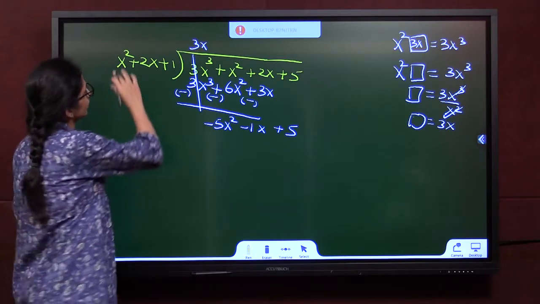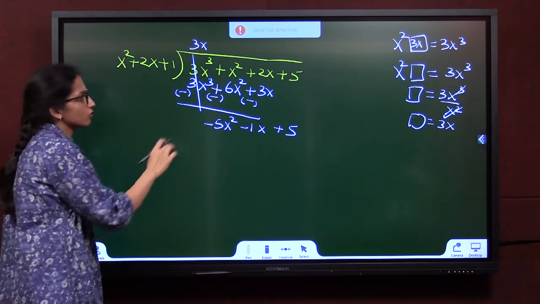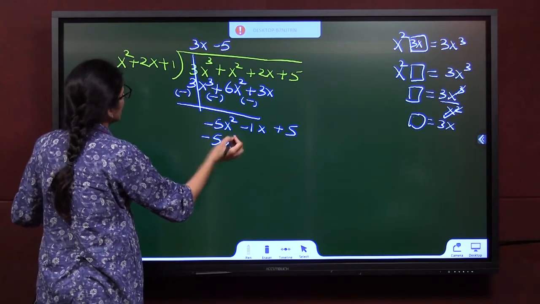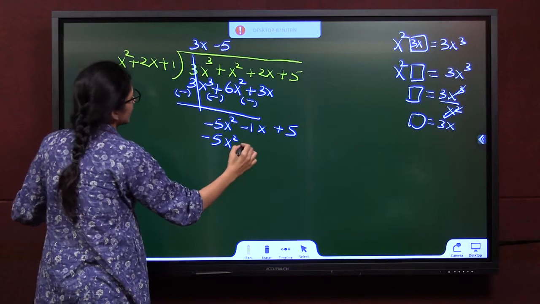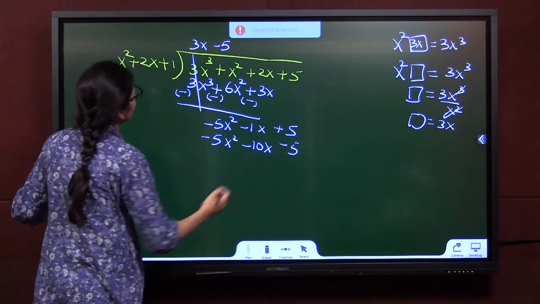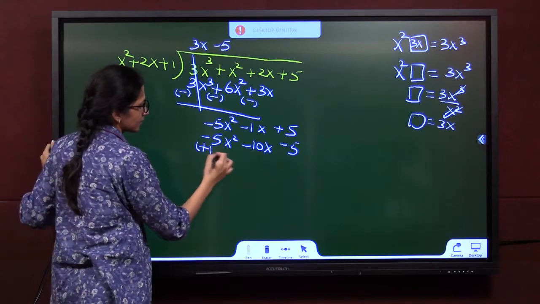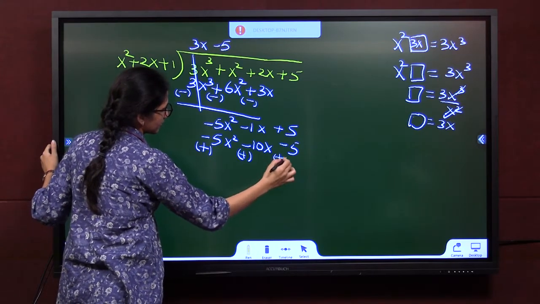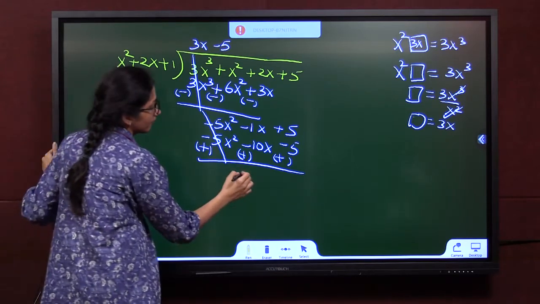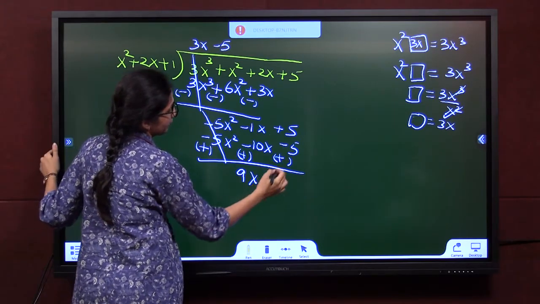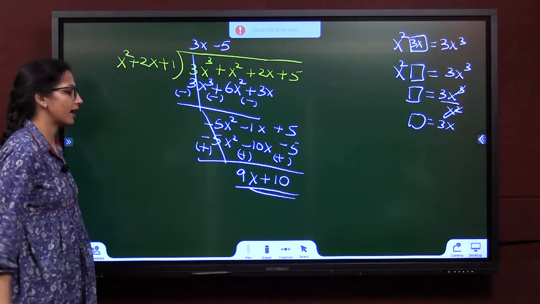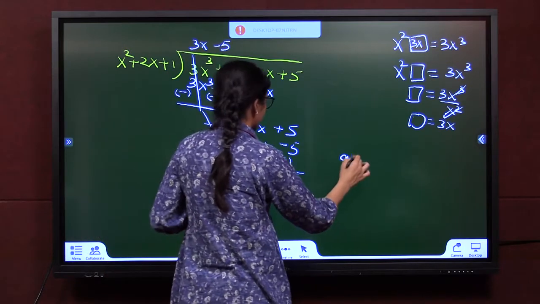Okay, so now x square into what will give minus 5x square? This is easy. X square into minus 5 will give minus 5x square. 2x into minus 5x, minus 10x. 1 into minus 5, minus 5. Plus, plus, plus. Cancel, cancel. Minus 1 plus 10, plus 9x. 5 plus 5, 10. So you have your quotient as 3x minus 5 and remainder as 9x plus 10.